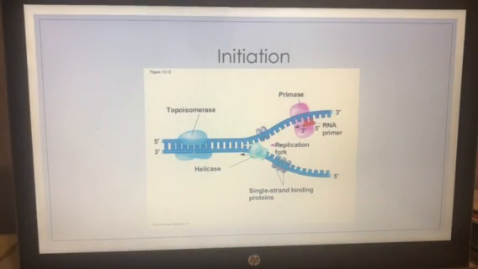At the initiation step, you can see here that the proteins start to bind to the origin of replication. And while that happens, the helicase unwinds the DNA helix. And then you can see here that the two replication forks are formed at the origin of replication. So you can see the fork happening. That's the initiation step.